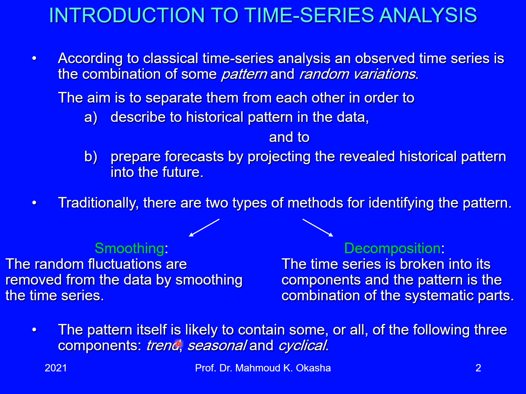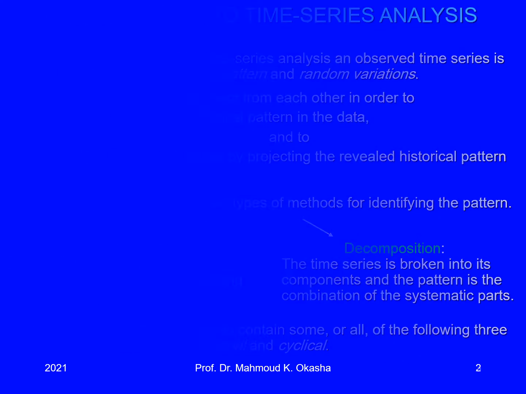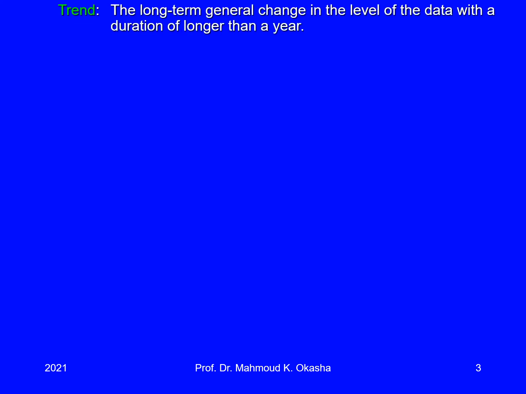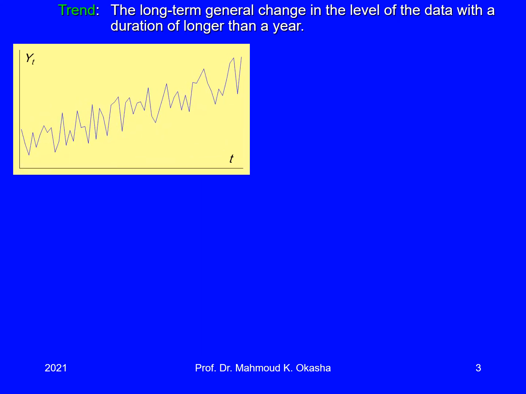So the pattern itself is likely to contain some or all of the following components, which we mentioned. First, the trend. The trend is usually a long-term change over all the series, some systematic change, either upward or downward. That's what is called the trend. The trend is the overall change, maybe forward, backward, or downward over all the series, from the first observation to the last observation.